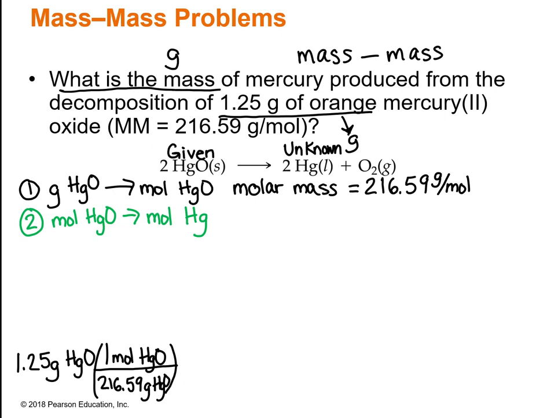Our unknown is what goes at the top. So we look at the balanced equation for our unknown. How many moles are there? There's 2 moles of mercury in our balanced equation. That's what goes at the top of our mole ratio. The given moles goes at the bottom. That's 2 moles of mercury 2 oxide. That's the mole ratio that we're going to use.